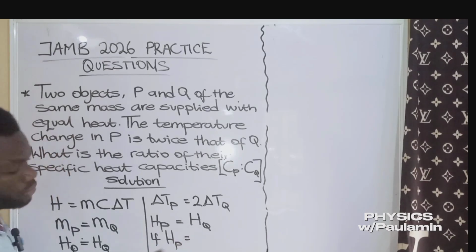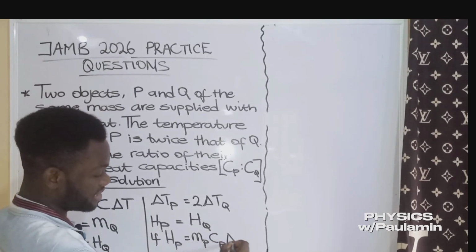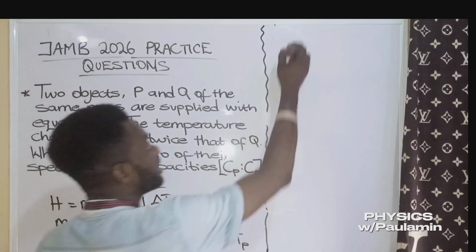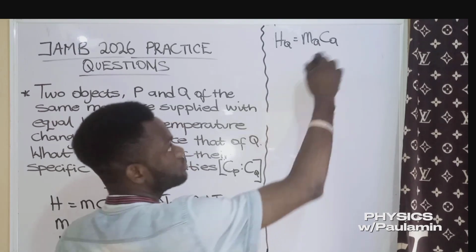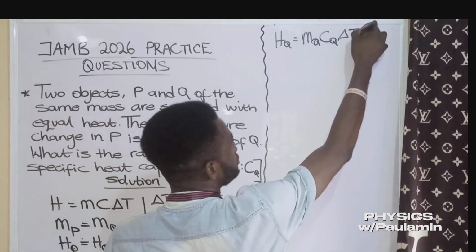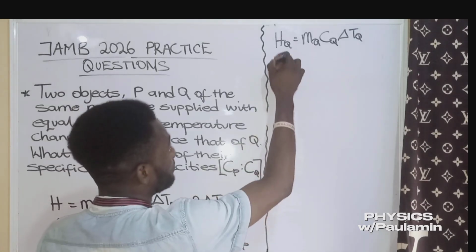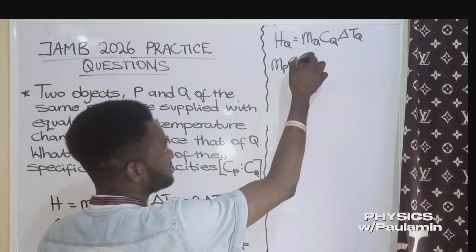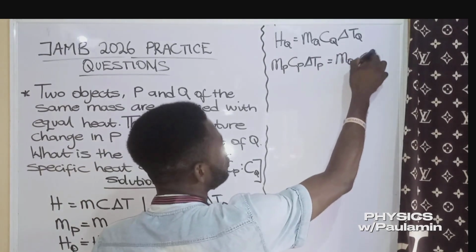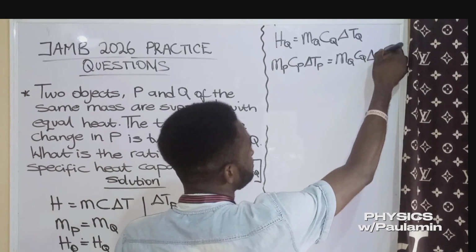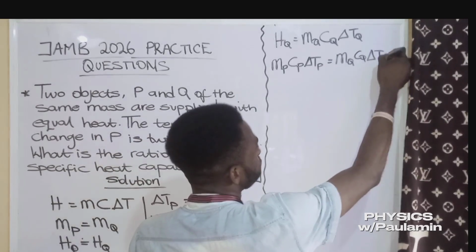HP, that's heat supplied to object P, is equal to mass of P times specific heat capacity of P times change in temperature of P, and then I have that HQ is equal to mass of Q times specific heat capacity of Q times change in temperature of Q. If that is true and my heat supplied to P and heat supplied to Q is equal, it therefore means that mass of P, specific heat capacity of P, and the change in temperature of P would be equal to mass of Q, specific heat capacity of Q times the change in the temperature of Q.